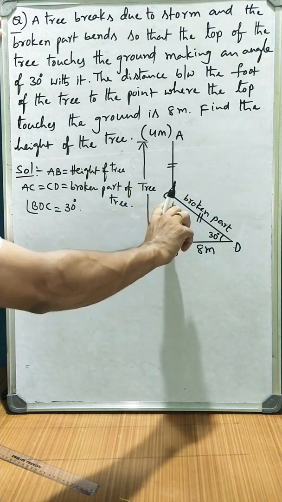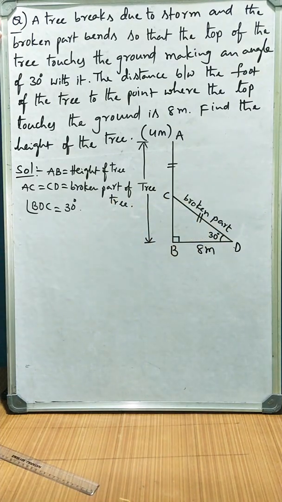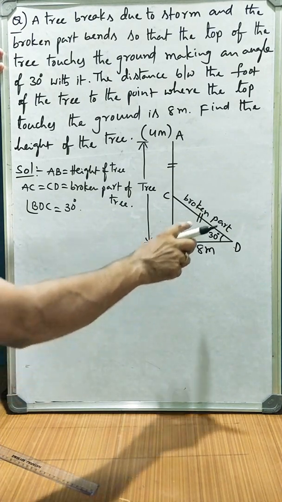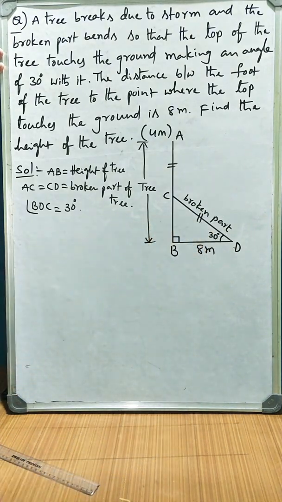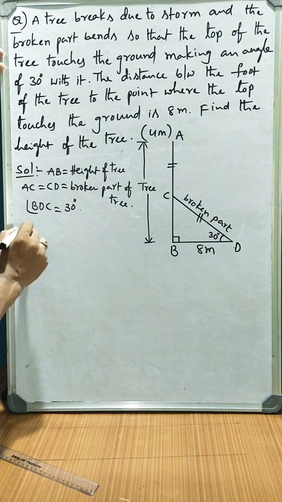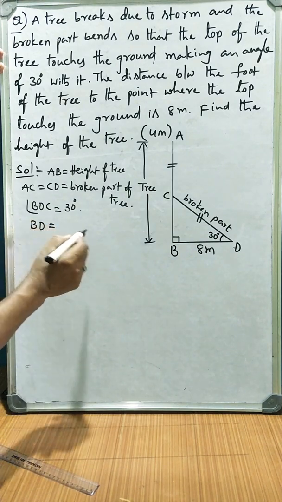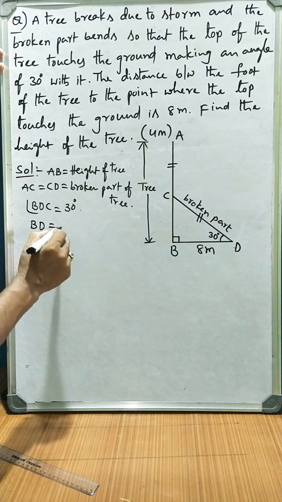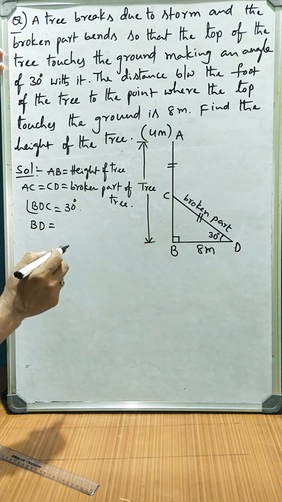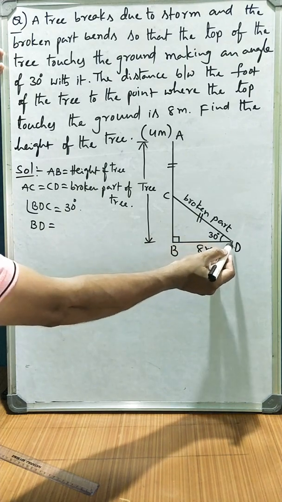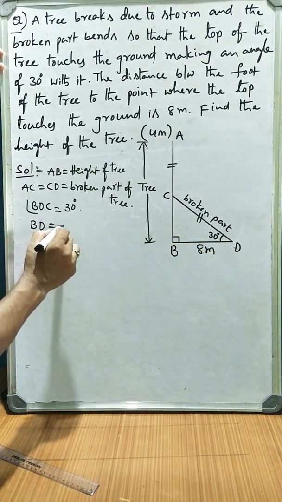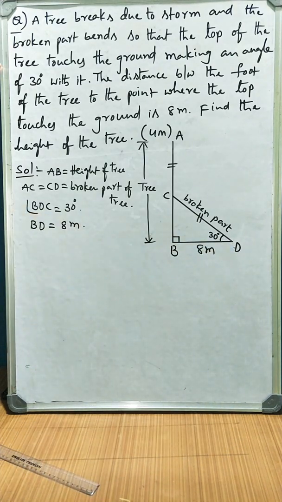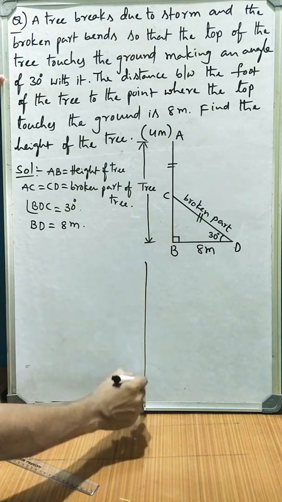Let us find BC and CD by taking necessary trigonometric ratios. First of all, I would like to find the broken part. And one more thing, the distance from the foot of the tree to the broken top of the tree which touches the ground is 8 meters. Okay, now let us go to the calculation.